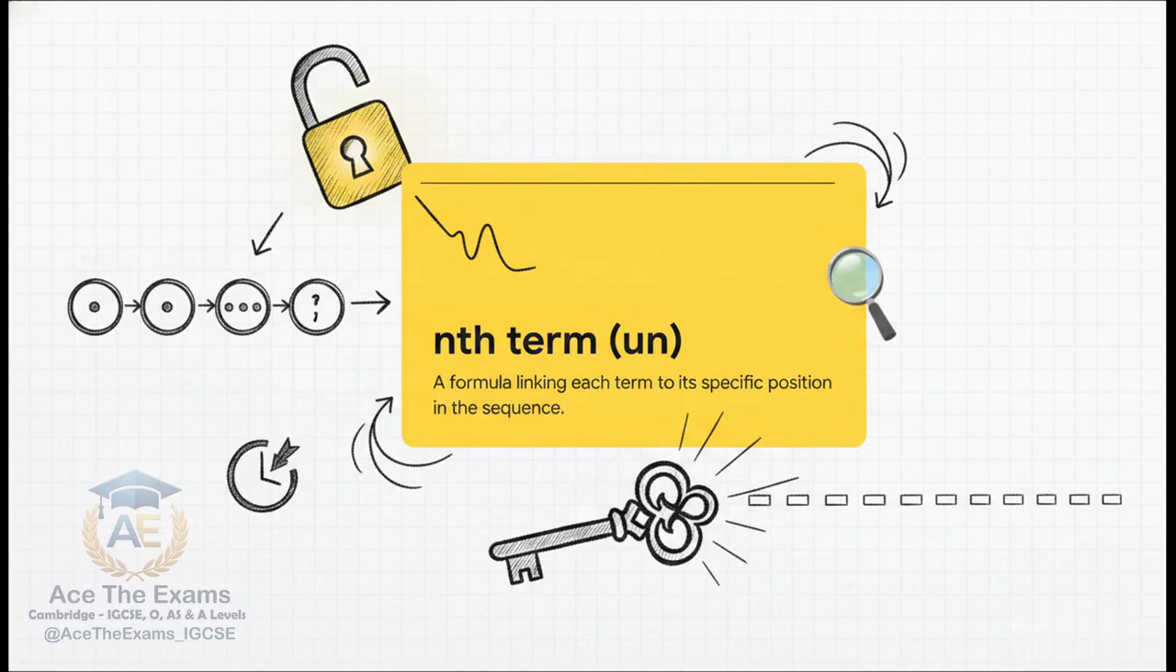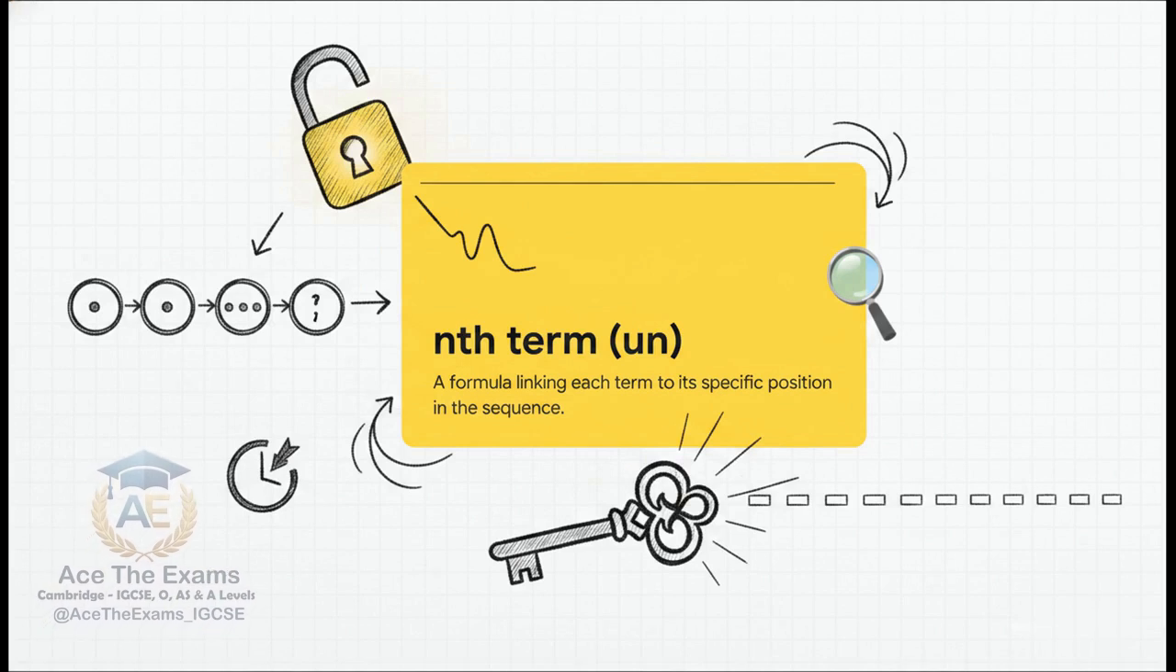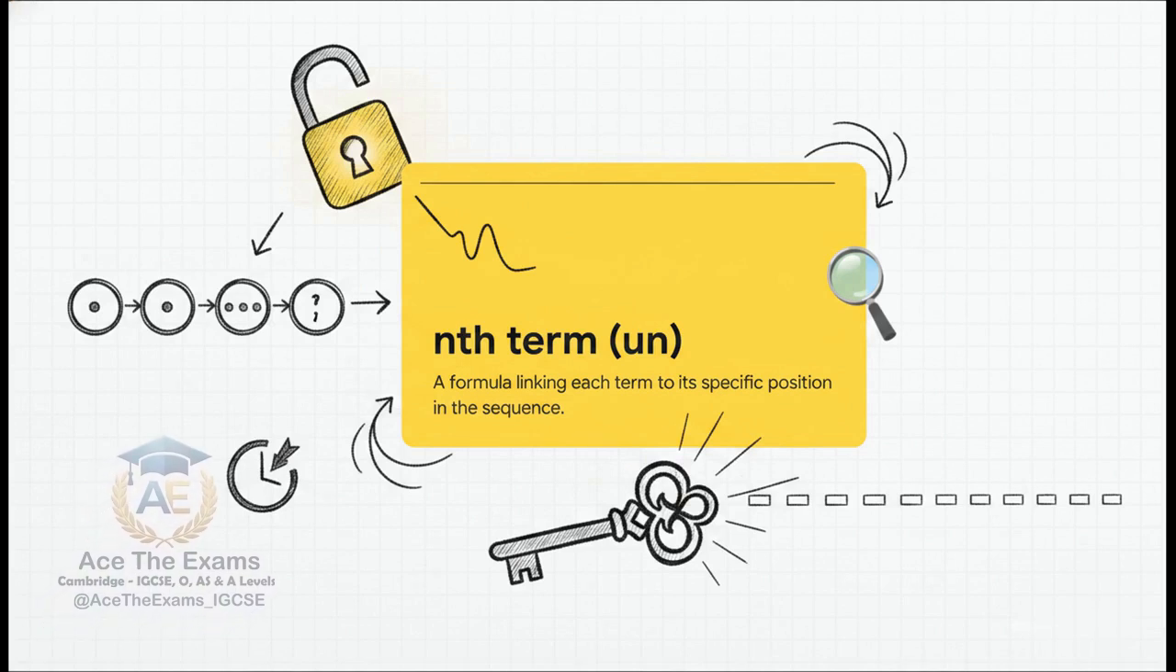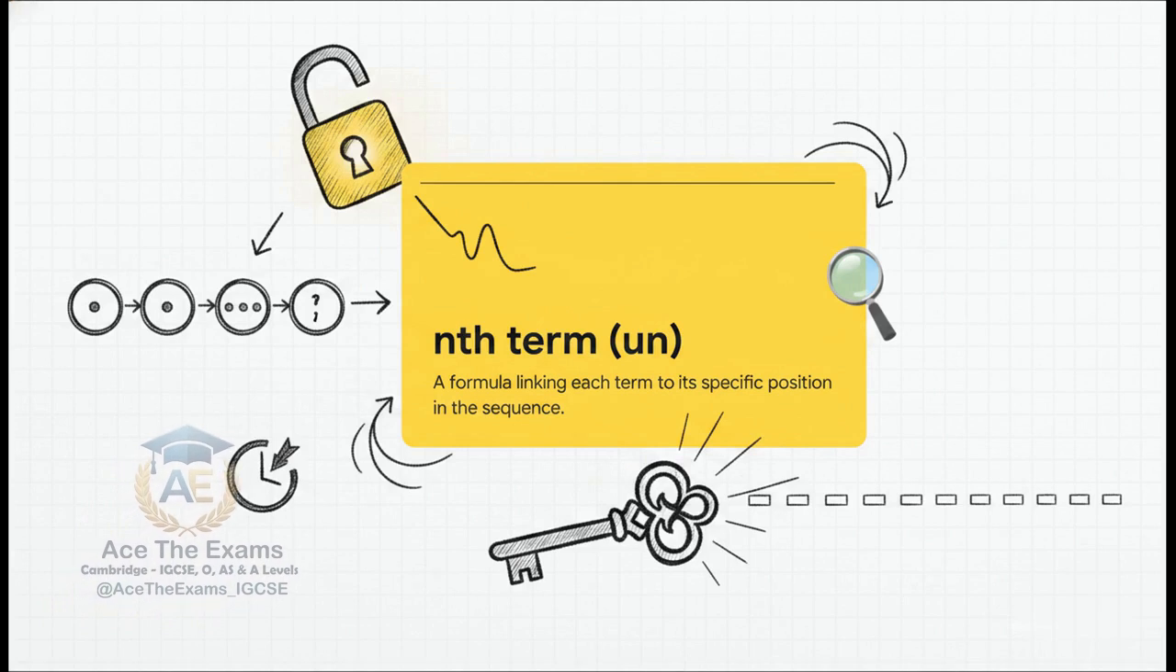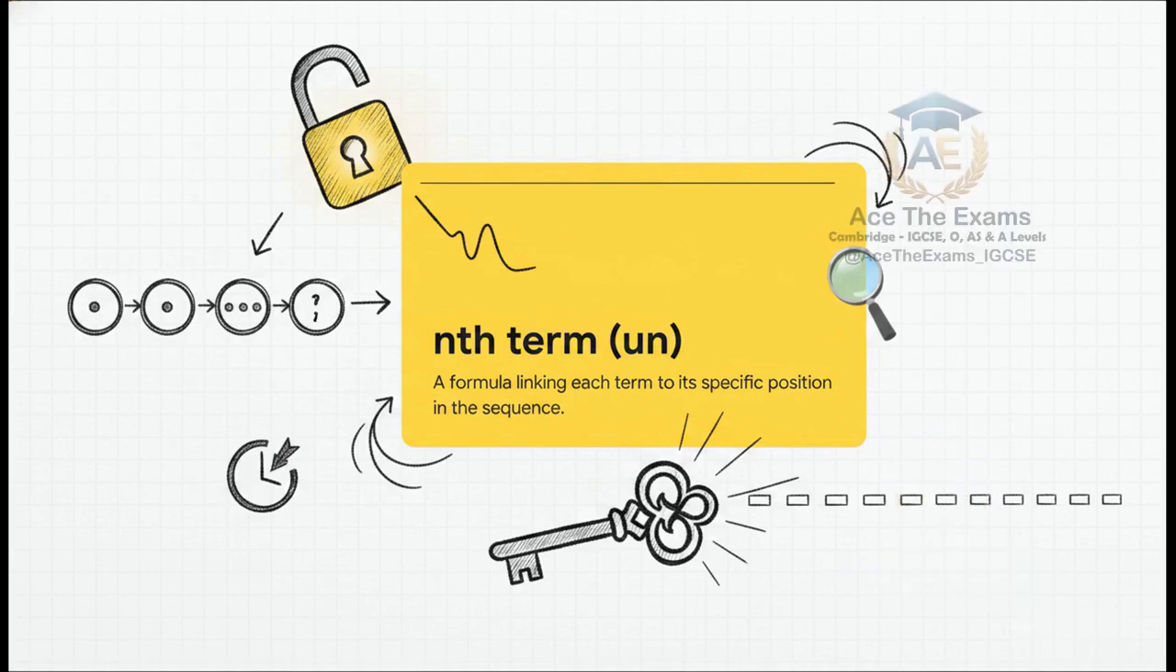While a simple term-to-term rule just tells you how to hop to the very next number, finding the nth term gives you the master key to unlock any position in the entire sequence instantly. Think about it. If you need the 100th number in the pattern, you don't have the time to calculate 99 steps. You just plug 100 into your nth term formula and you're done.